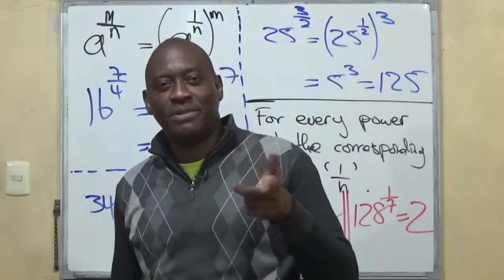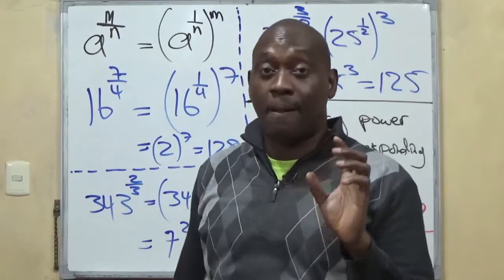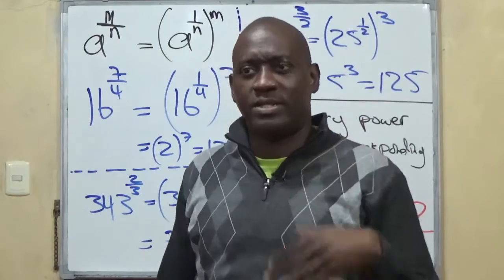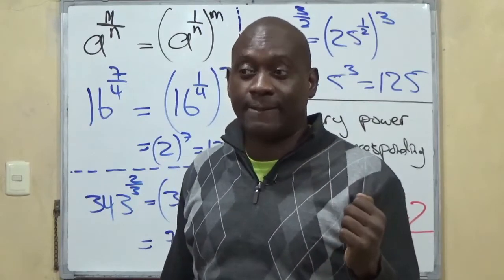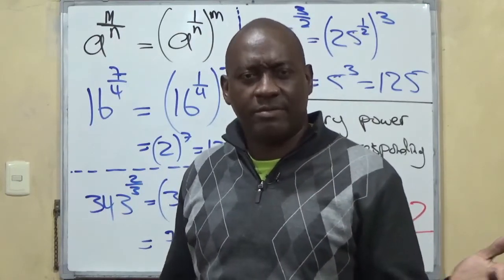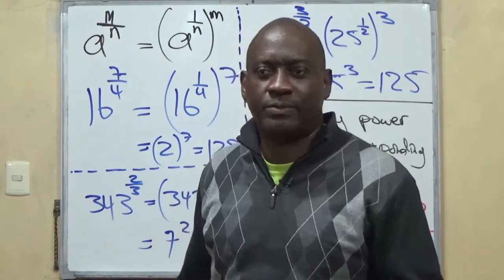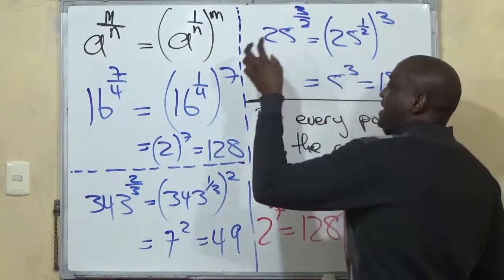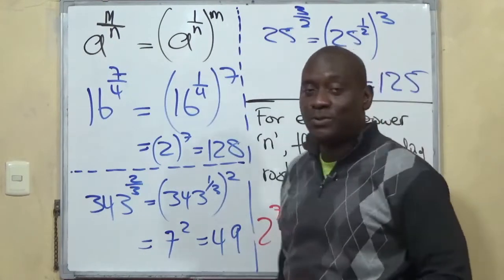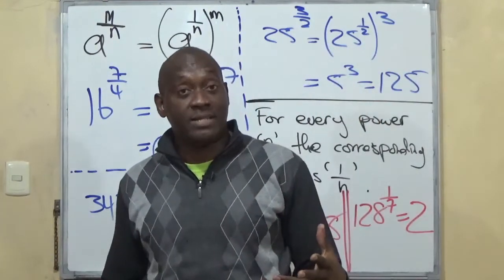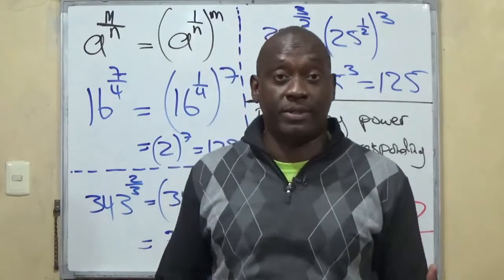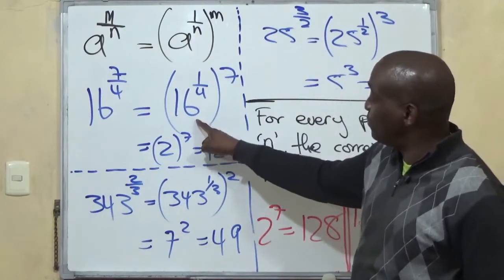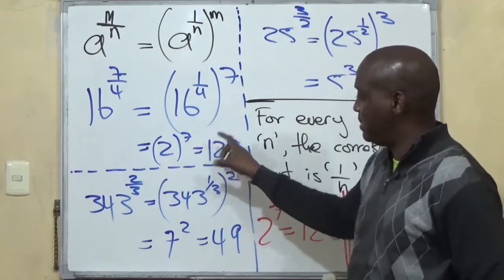Remember I mentioned in a previous video, you had to know your powers up to a certain level. Nobody is expecting you to know what 7 to the power of 5 is by heart. But 2 to the power of 5, yeah? 2 to the power of 5 is 32. So the fourth root of 16 is 2. 2 to the power of 4 is 16. So yes, your powers of 2, very important. 16 to the power of a quarter is 2, which means that 2 to the power of 7 is 128.